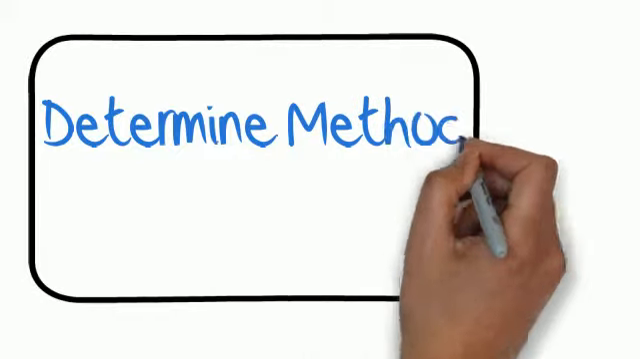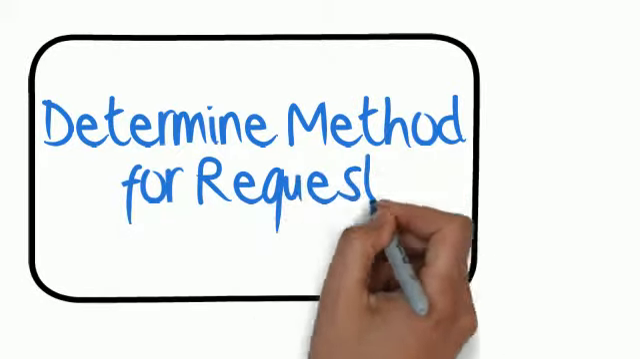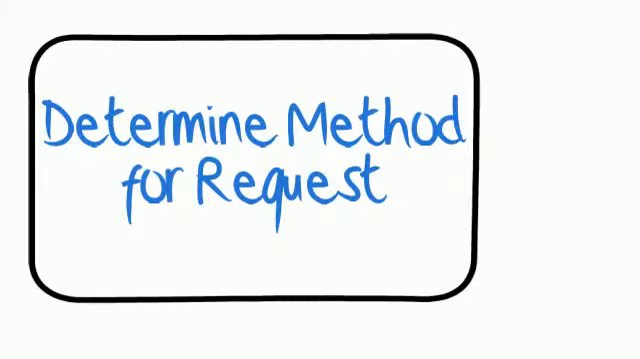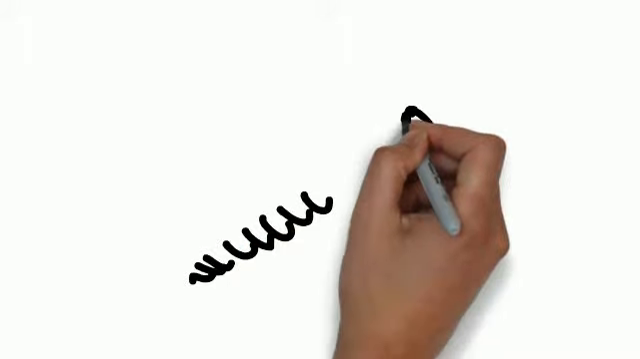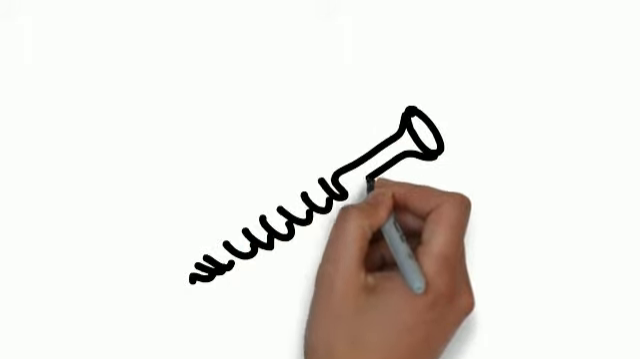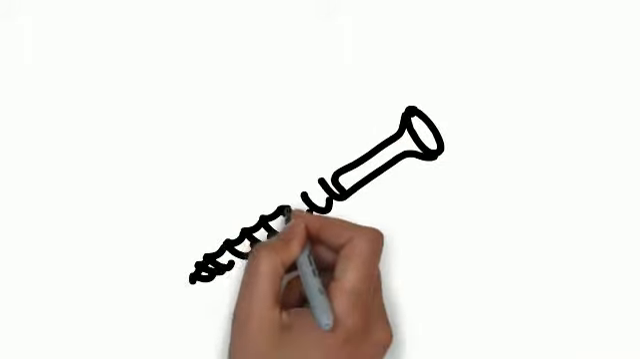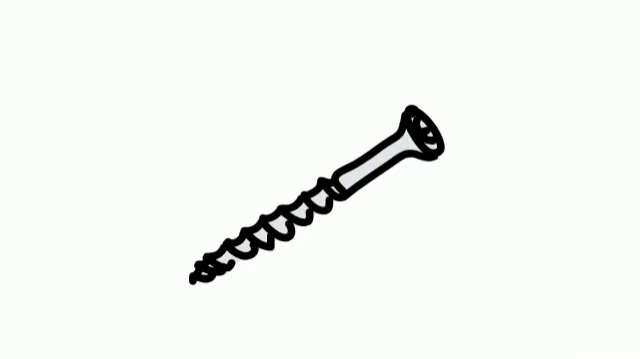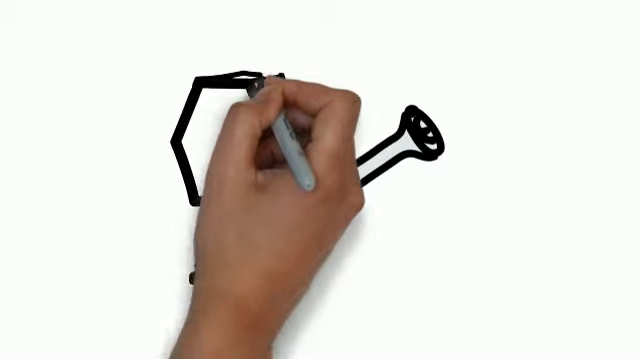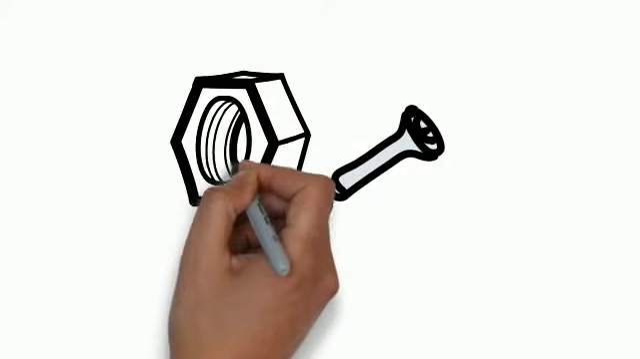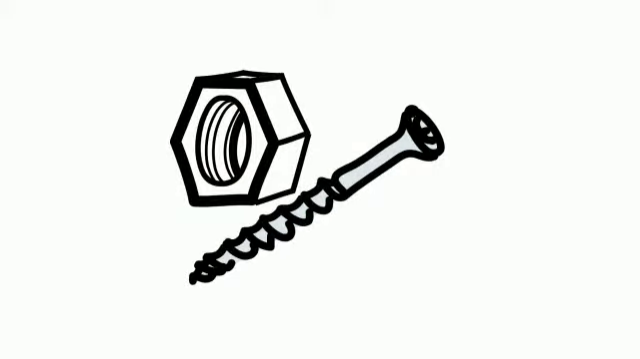Determine method for request. So you need something. The first thing you should do is determine how to proceed with the request. Materials can be obtained in 2 ways. If it is a material that is stocked by the warehouse, then you would typically create a reservation in SAP and have the material issued from stock. Please note that reservations are only available through projects or work orders. You cannot make a reservation manually in SAP.